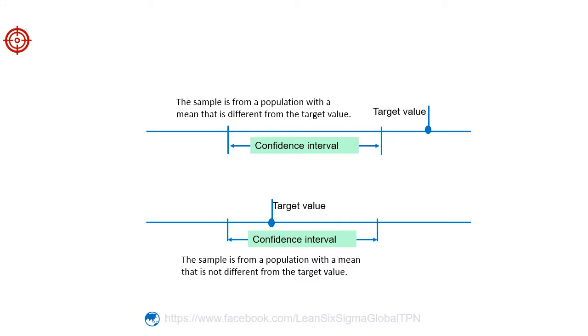Before we answer this question, look at these two confidence intervals. If the target value is not contained in the interval, evidence suggests that our sample is from a population with a mean that is different from the target or standard value. In this case, the population mean is significantly different from the target value. If the target value is contained in the interval, evidence suggests that our sample is from a population with a mean that is not different from the target or standard value. In this case, the population mean is not significantly different from the target value.